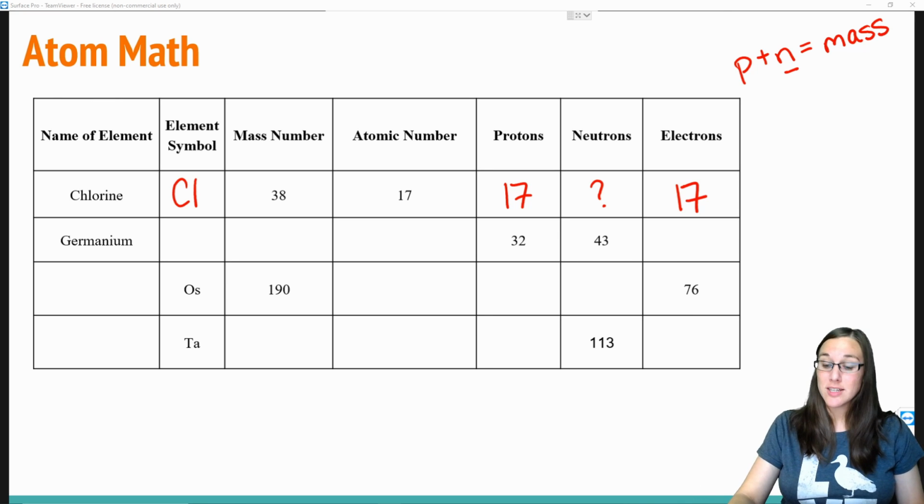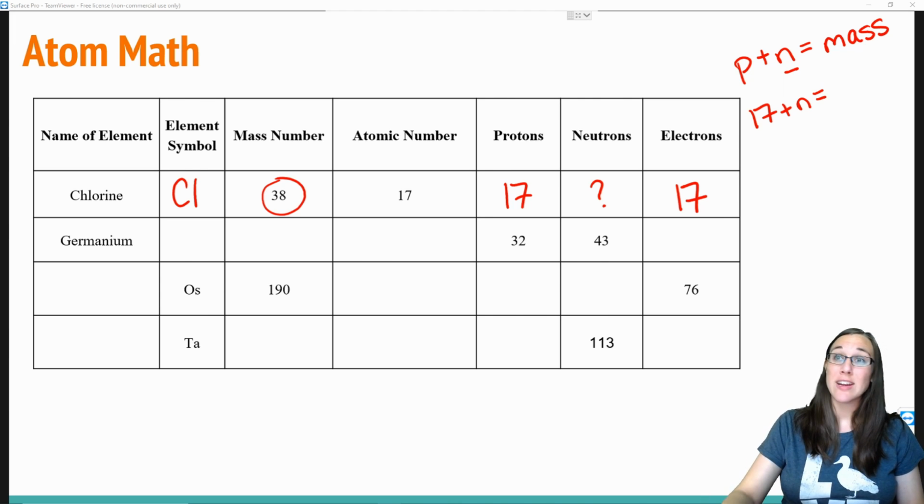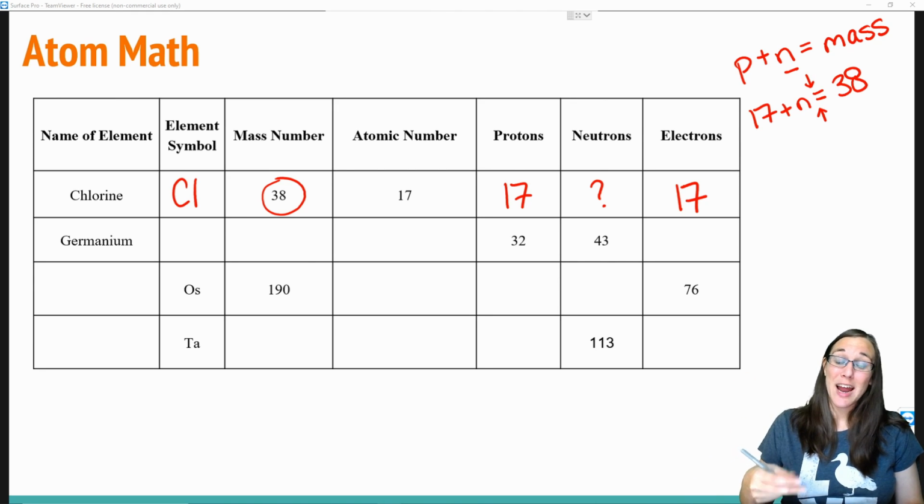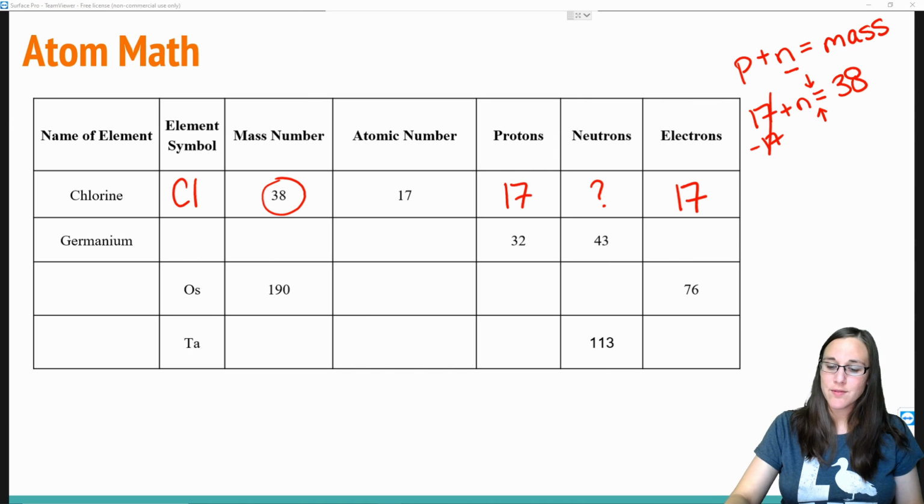We know that protons are 17. 17 plus n gives us mass, and the mass number we know to be 38. Set equal to 38. Now all we have to do is solve for n. What I do to one side of the equation, I have to do to the other. We have an equal sign here, so that's our little wall that we have to go back and forth across. And I see on the left side of my equation that I am adding. So to undo addition, I need to subtract. I'm going to subtract 17 from both sides.